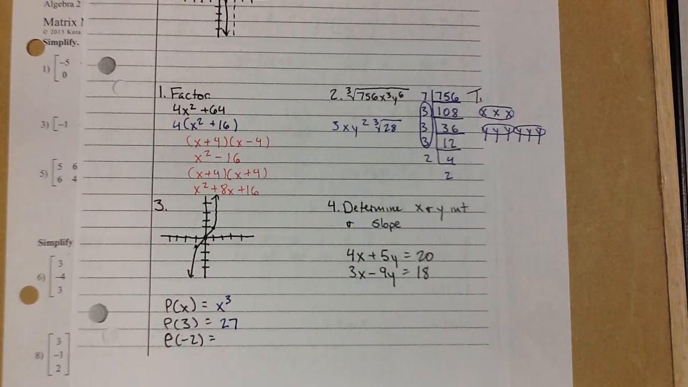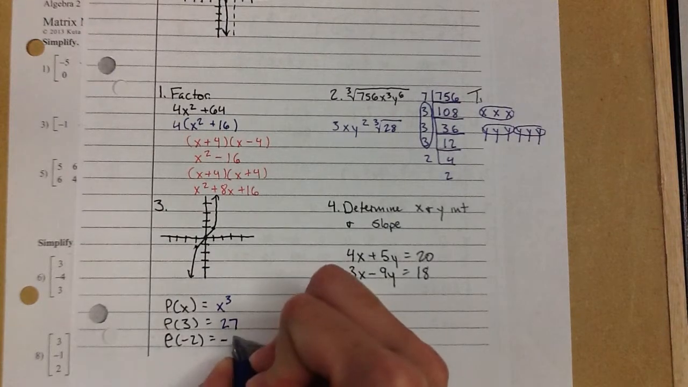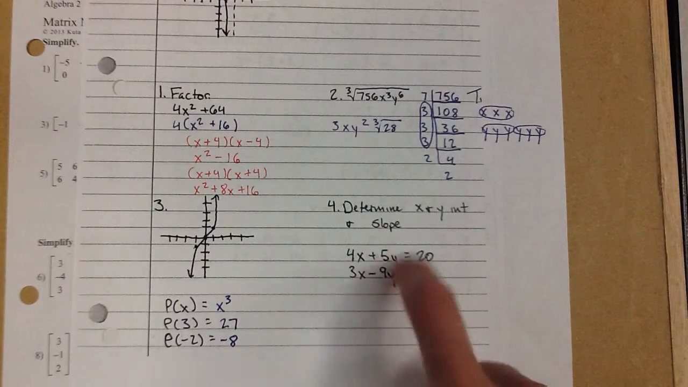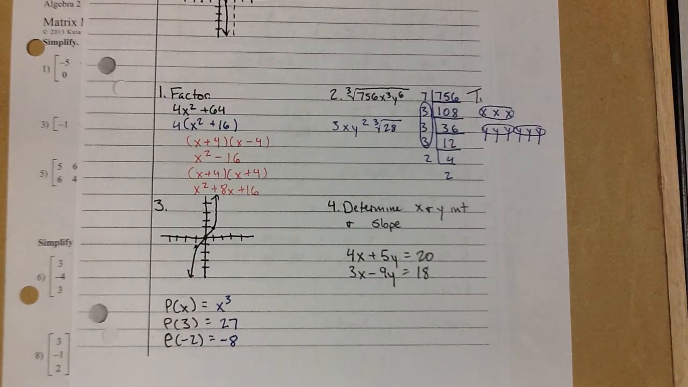P of negative 2. Negative what? 8. Negative 8. There's your answers. Alright, and then we had to determine the x and y intercept and the slope. What form are these lines in? Linear. Standard. They are linear, but it's in standard form.